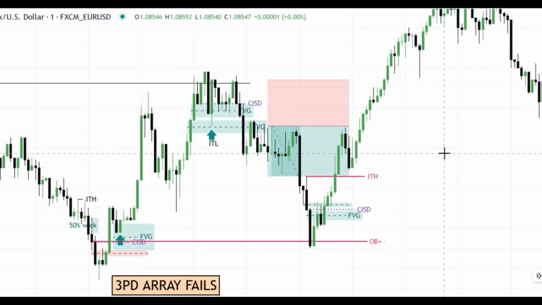My recommendation is to go on your charts right now, either in the live market or through forward testing, and practice this 3 PD array rule so that your eyes get trained to see it.